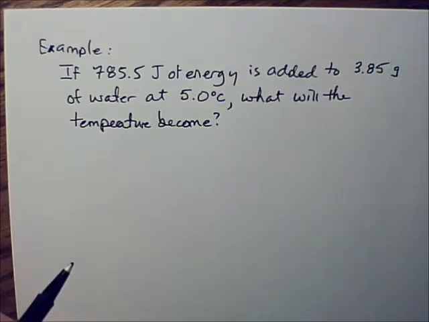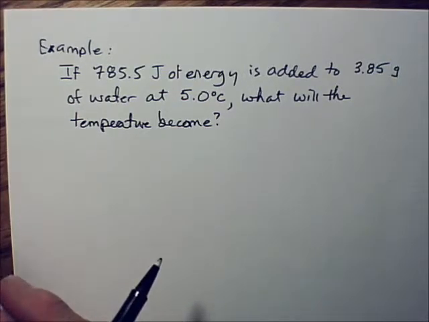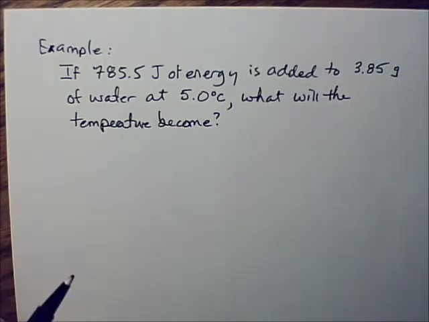Okay, when you get all that written down, we're going to see how that fits into our graph so we can figure out what equations we need. Okay? 785.5 joules of energy added to 3.85 grams of water at 5 degrees C. What will the temperature become? Okay?